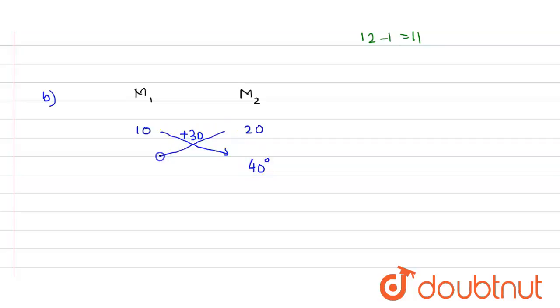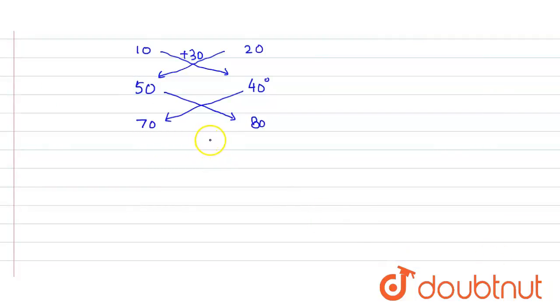Similarly, we can add here. So 20 plus 30, it would be equal to 50. Similarly, we add 30 to 50, so 50 plus 30 would be 80. Similarly, we add 30 to 40, that means the angle between the mirrors, so it would be 70 degrees. Till how much do we have to do this? Till we reach closer to 180. Now if we again add 30, 70 plus 30 would be 100, and 80 plus 30 would be 110.